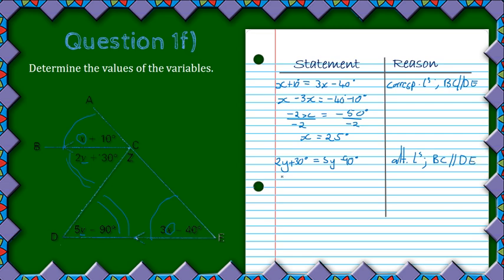Alright, and then we solve for y. So 2y minus 5y equals negative 90 degrees minus 30 degrees. So we have minus 3y equal to negative 120 degrees. And then we divide both sides by negative 3. So y is equal to 120 divided by 3, so this gives us 40 degrees.